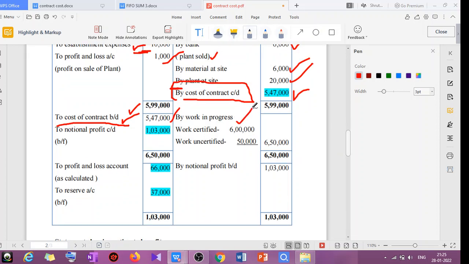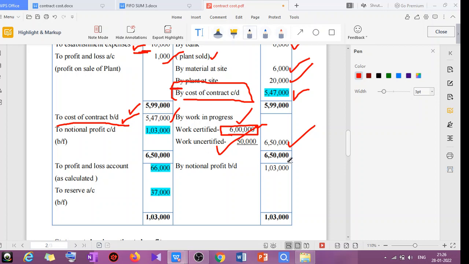Okay, same procedure, that is work certified we have calculated. How did you get 6 lakh? They have not given it in the question, but what I told, whenever they give the cash received, okay, cash received is 80% of the work certified. They have given 4,80,000. It means it is 80%. For 100%, what will be the work certified? That will be 6 lakh. Okay, work uncertified also they have given, so the total will be 6,50,000. Till here clear to you? I hope you understood these calculations.